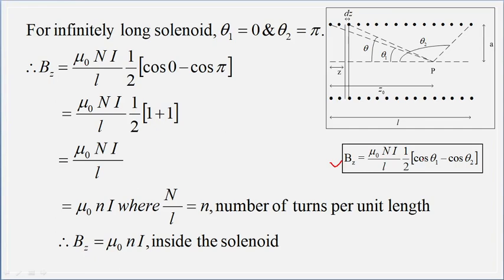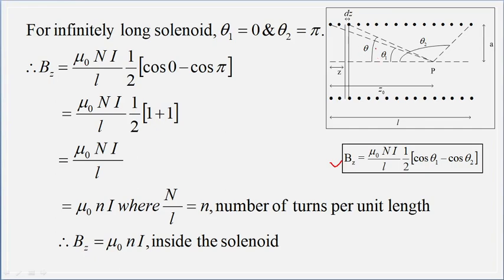Now we take a special case. Suppose the solenoid is infinitely long, a very, very long solenoid. Normally, the radius of the solenoid is very small as compared to its length. The length is very large as compared to the diameter. Such a solenoid we call an infinitely long solenoid.